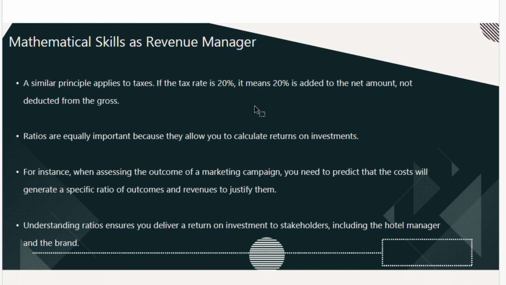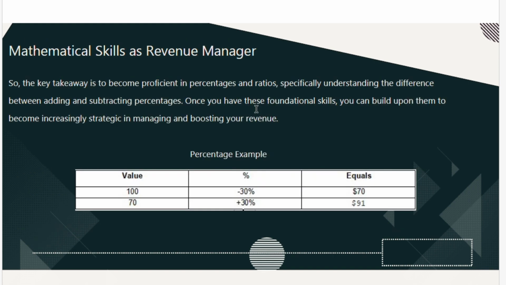Ratios are also equally important when you calculate them because they allow you to calculate returns on investment. For instance, when assessing the outcome of a marketing campaign, you need to predict that the costs will generate a specific ratio of outcomes and revenues to justify them. That way you'll be able to calculate the ROI. Understanding ratios will ensure you deliver a return on investment to stakeholders, including the hotel manager and the brand or owners, whoever the stakeholders are in this case.